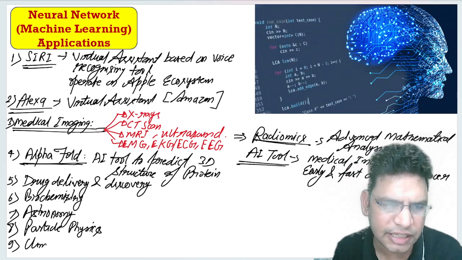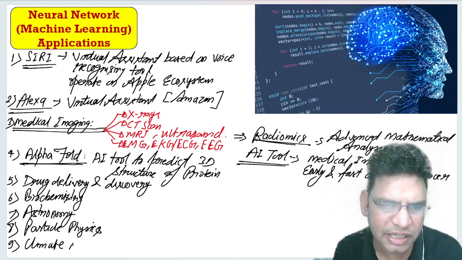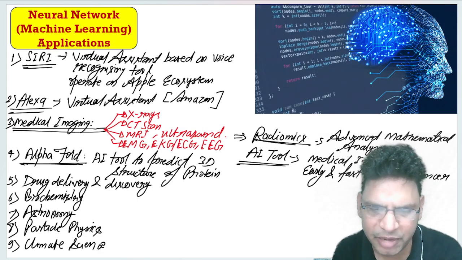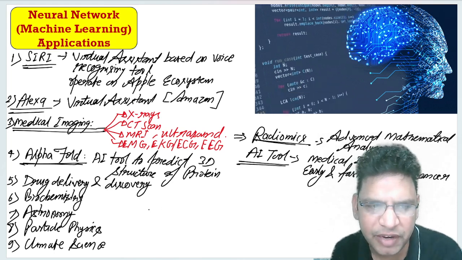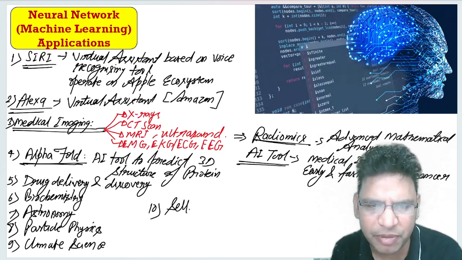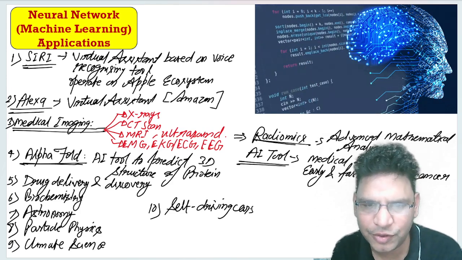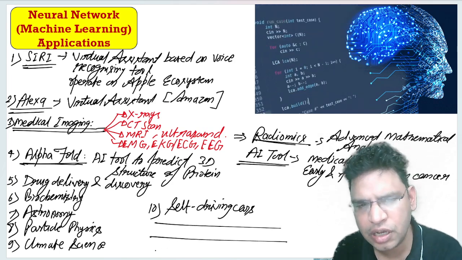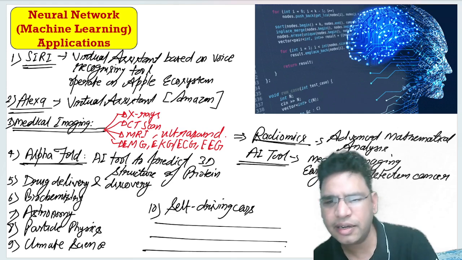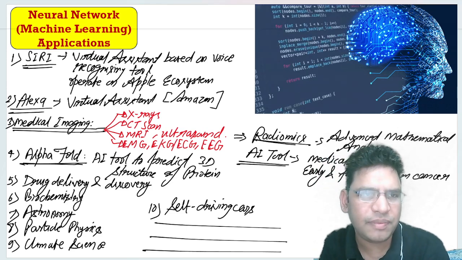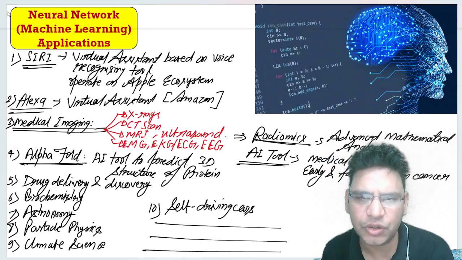For climate science, environmental science, people are using AI tools. Then self-driving cars, and there are many more applications, right? So this is an assignment for you. You can find other applications of AI tools. I don't want to leave out large language models, which we are using these days.